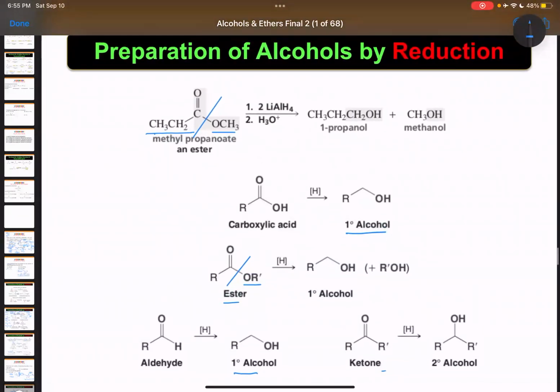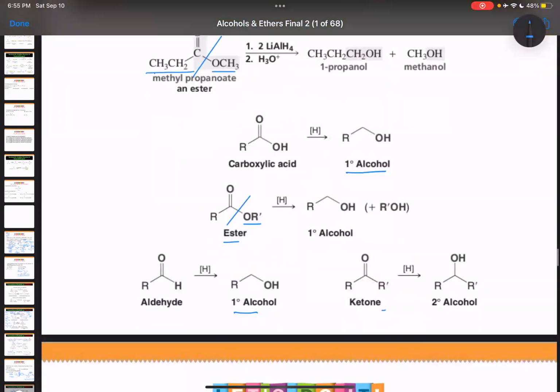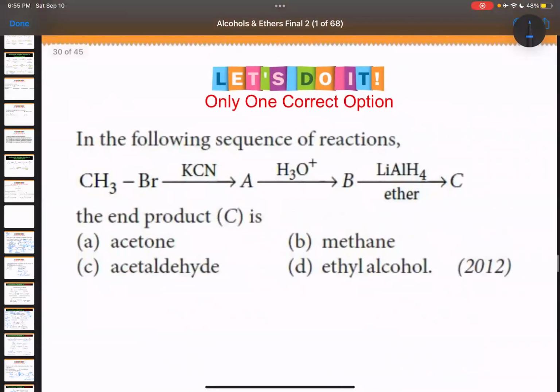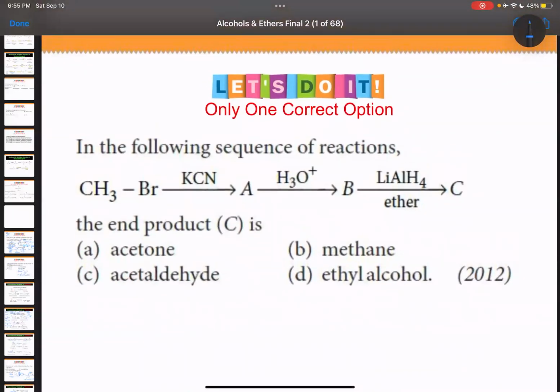So this is the preparation method of alcohols by reduction, which we did. Let's do this question, which is from the 2012 paper of NEET.